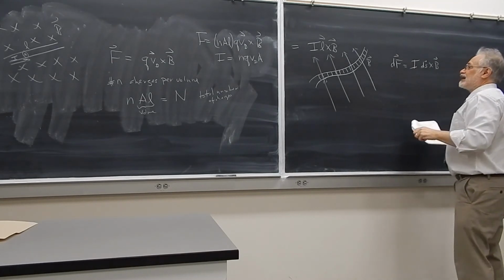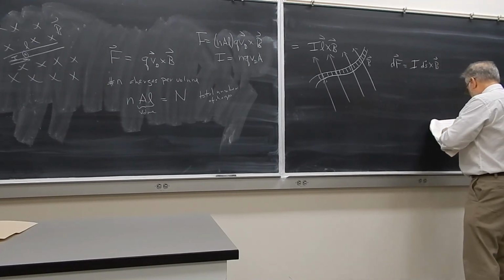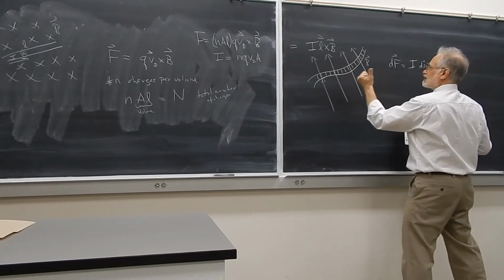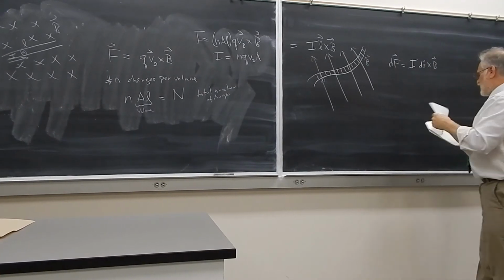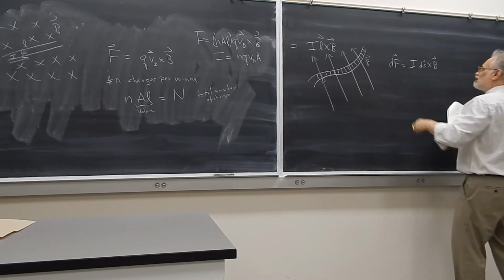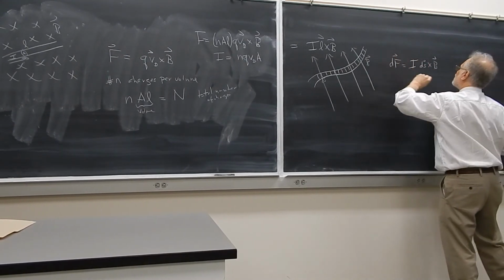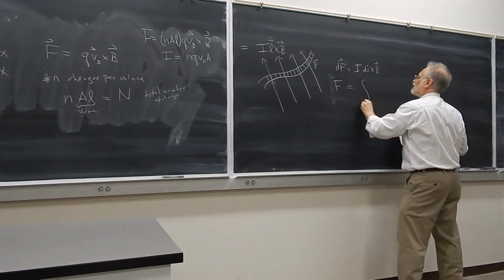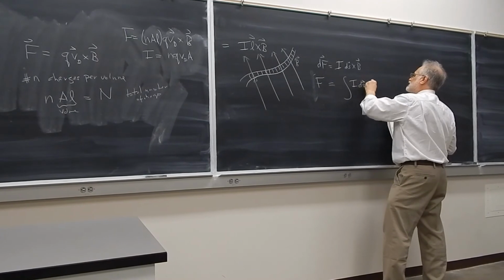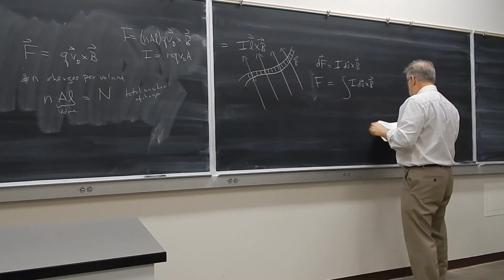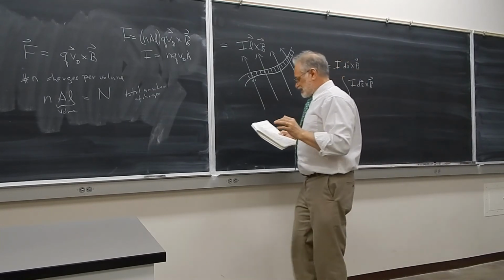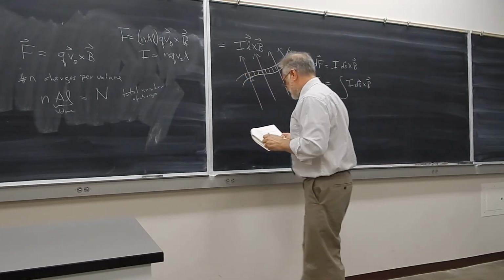In this case, if I'm drawing it this way, if B is going upwards, the magnetic force is coming out of the page. I can write the total force, and all I have to do is integrate to find the total force, and that force is going to be equal to the integral of I ds cross B. And as long as the geometry is fairly simple, this becomes a very simple idea.